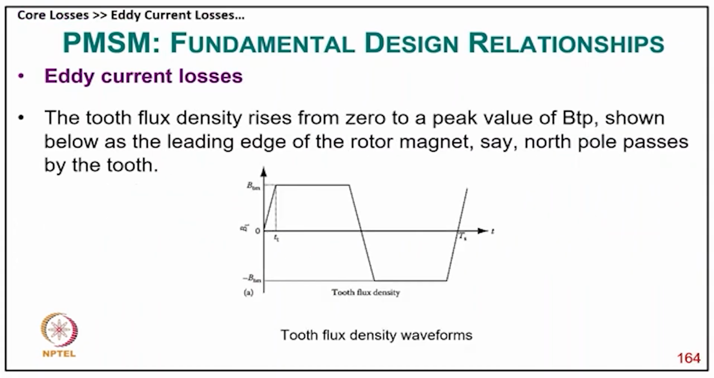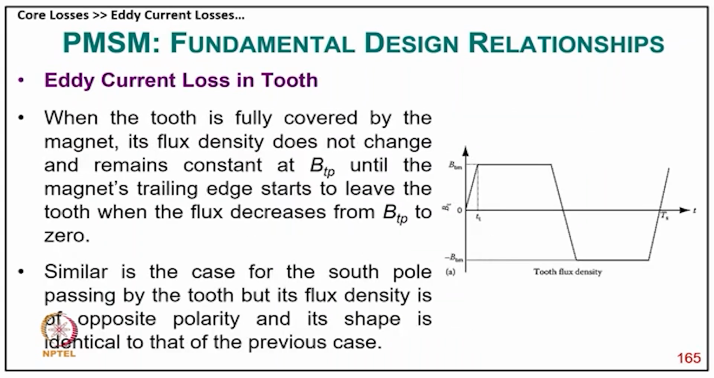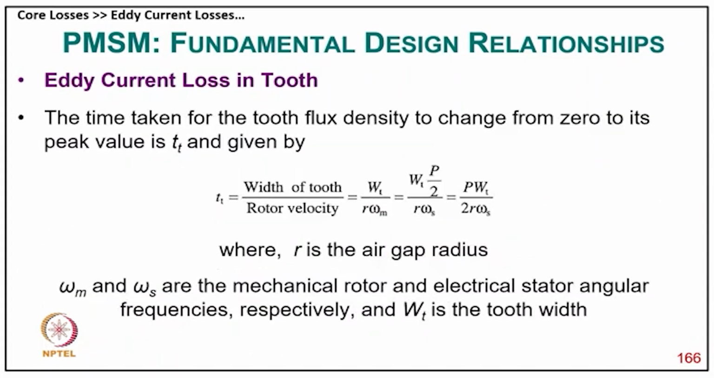So here the tooth flux density rises from 0 to peak value BTP shown here, at the leading edge of the rotor magnet, as the north pole passes to the south pole. Now when the tooth is fully covered by the magnet, its flux density does not change and hence remains constant as BTP until the magnet trailing edge starts to leave the tooth, when the flux decreases from BTP to 0. Similarly for the south pole passing by the tooth, the flux density is of opposite polarity and its shape is identical to the previous case.